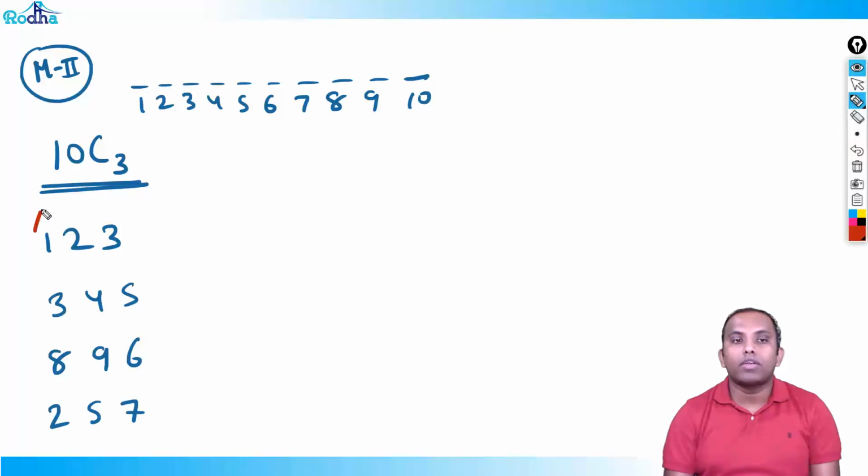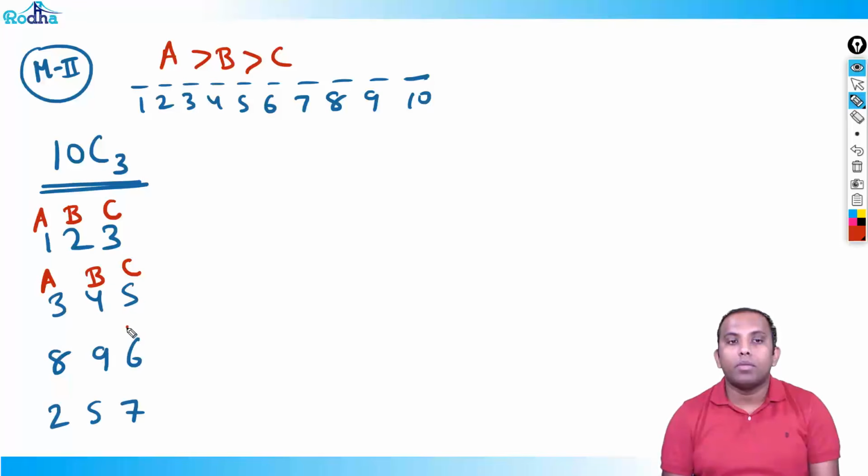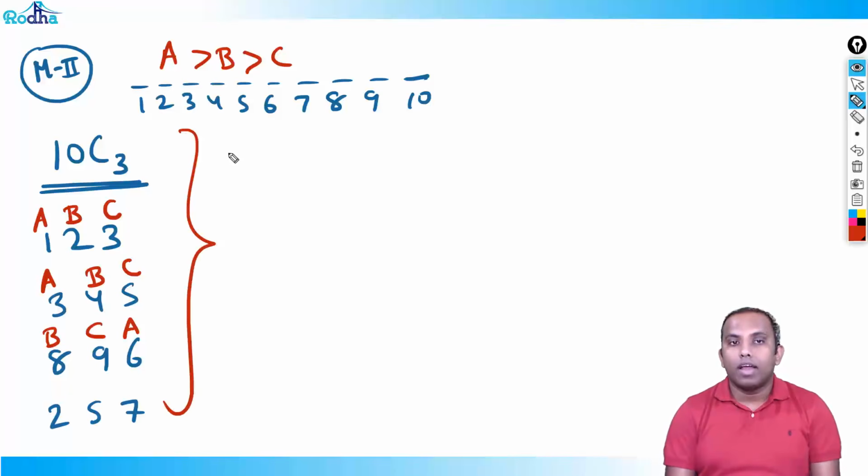So A will always be at 1, B will always be at 2, C will always be at 3. Or here A will be at 3, B will be at 4, C will be at 5. Because what we want is A greater than B greater than C, right? For 8, 9, 6: A will be at 6, B will be at 8, C will be at 9. So that means out of 10 different ranks, I can select any 3 ranks in 10C3 ways.